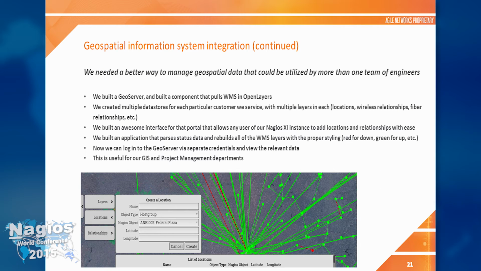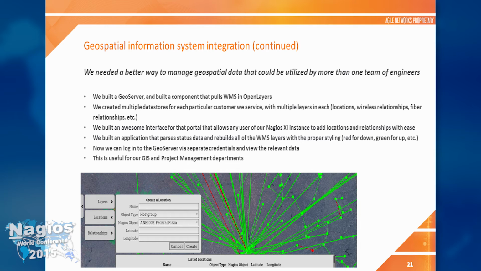So we built a geo server, and we built a component in XI that pulls the WMS layers via OpenLayers. We had created multiple data stores for each particular customer that we service: sales, operations, engineering, with multiple layers in each for the locations, the wireless relationships, fiber relationships, copper relationships, et cetera. And we built an awesome interface for the portal that allows any user of our Nagios XI instance to add locations and relationships with ease.